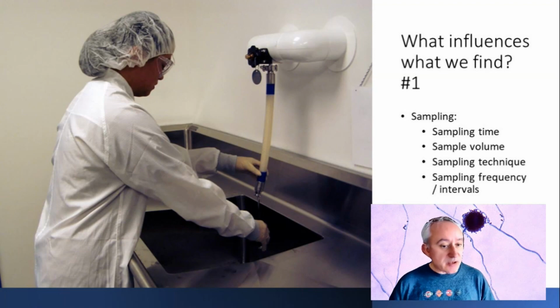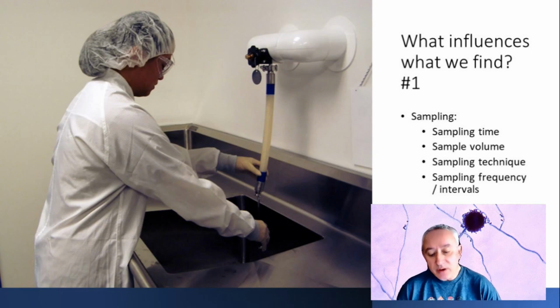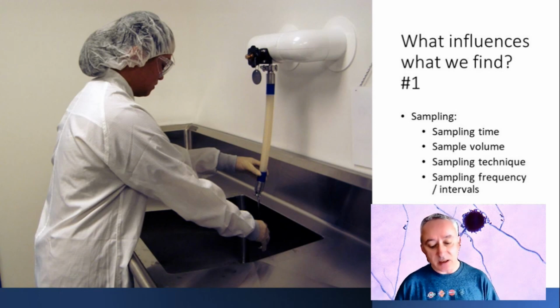It also stands that different types of water systems will recover different types of organisms, and there are variations that will influence what we find or don't find. So this can relate to the time that we did the sampling. Was it a time when production activity is at its height, or a time when things are relatively static, such as a shutdown?